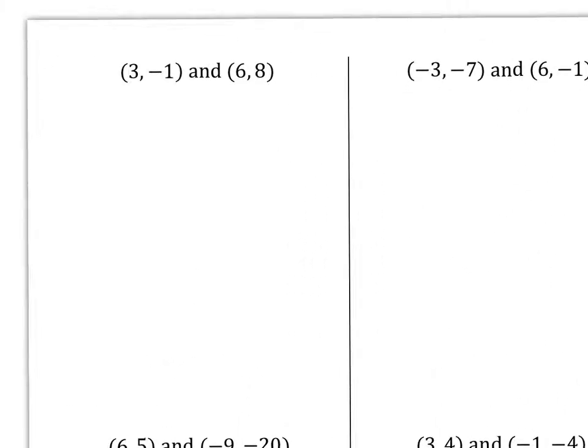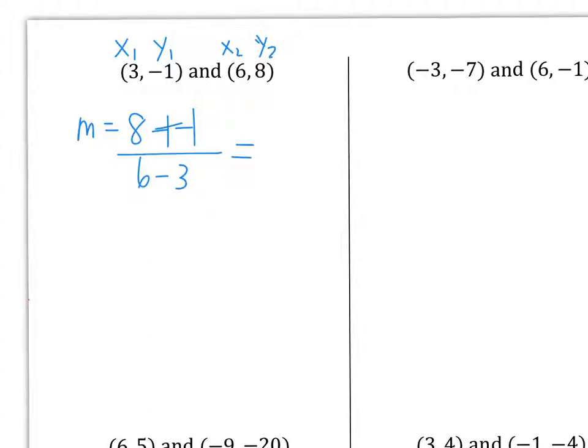So again, first thing I'm going to do when I have my 2 points is label x1, y1, x2, y2, and now I'm going to find the slope. So m equals 8 minus -1, chop chop turns to a plus, and 6 minus 3. 8 plus 1 is 9, 6 minus 3 is 3, 9 over 3 simplifies to 3, so that's my slope.